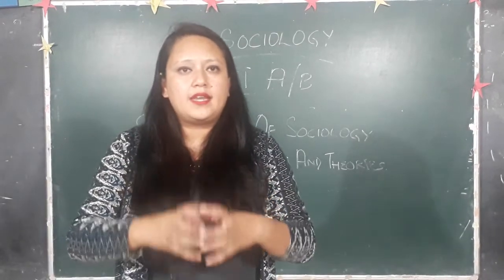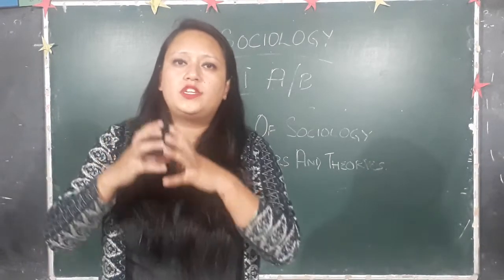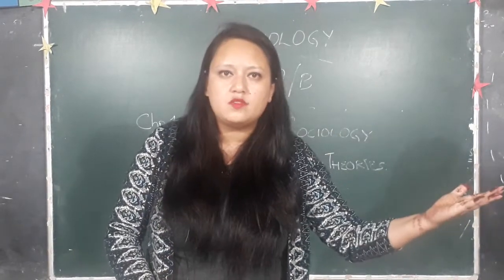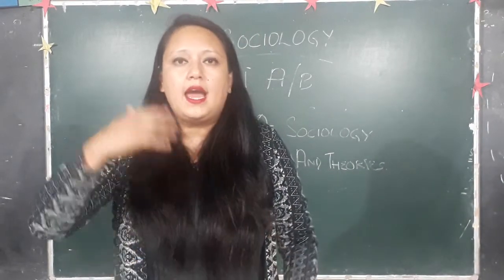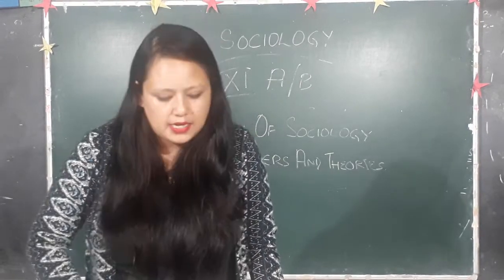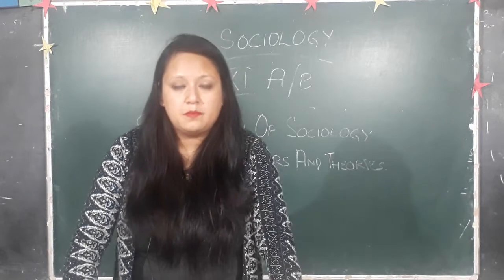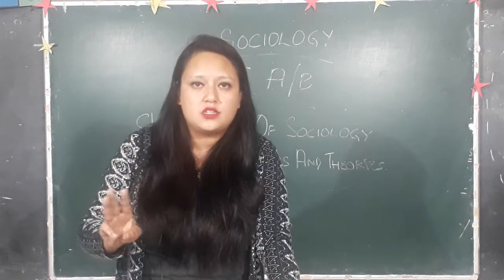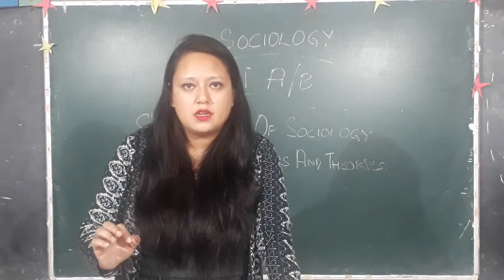So he thought that sociology as a science has a few laws which help us to study the past of the society, or interpret the past events of the society, and also to predict what is going to happen in the society. Now, according to him, there were three stages. The first is the theological stage.